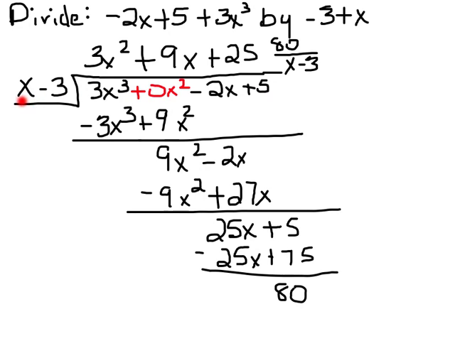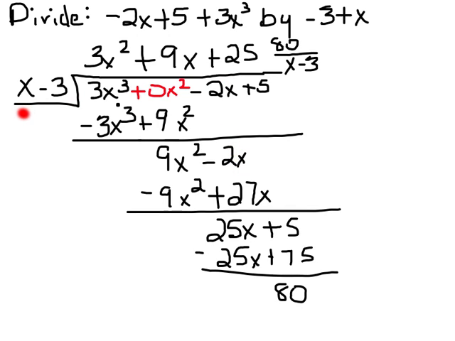Now all we do is divide like we did. X times 3x squared is 3x cubed. And then we subtract. 3x squared times negative 3 is negative 9x squared, but we're going to change that sign, and it's 9x squared minus 2x because we bring down our next term.